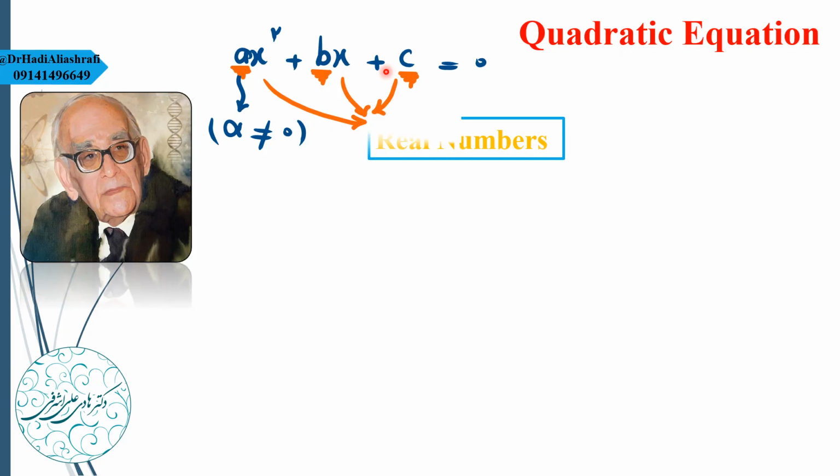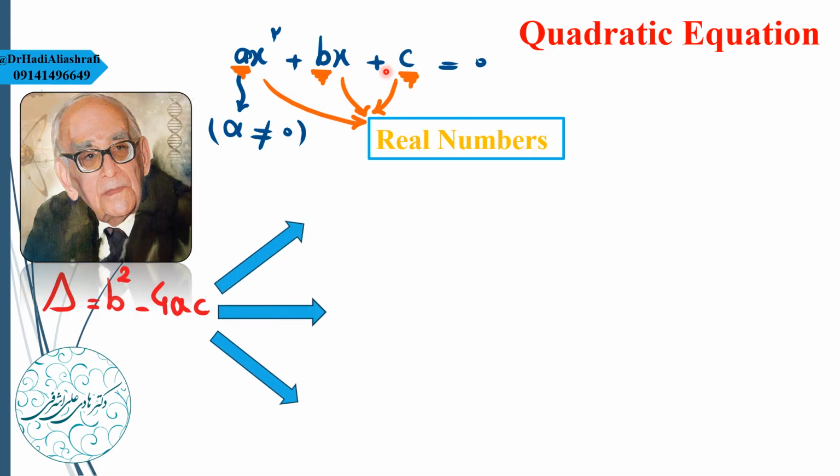Okay. Now we want to solve the quadratic equation. Before using the formula, we should calculate the discriminant. What is the discriminant? The formula of the discriminant of a quadratic equation is this: b squared minus 4ac. This discriminant has 3 types.